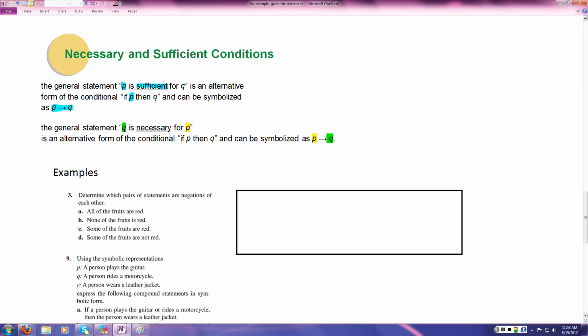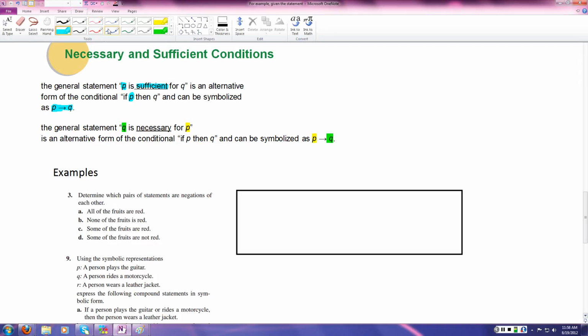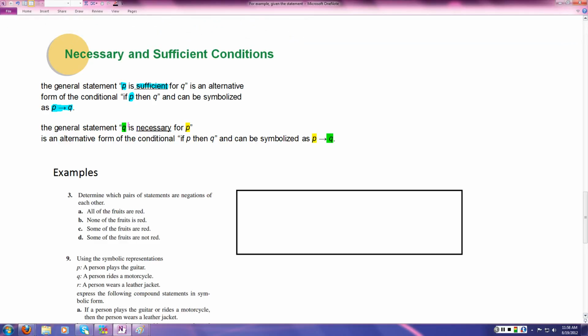Now, necessary is different. It's flipped, which is cause for some confusion. So with necessary, if you notice here, the statement that's before the word necessary is actually the conclusion, and the statement that is after necessary is actually the premise. So if I say Q is necessary for P, I'm going to write that as P implies Q.